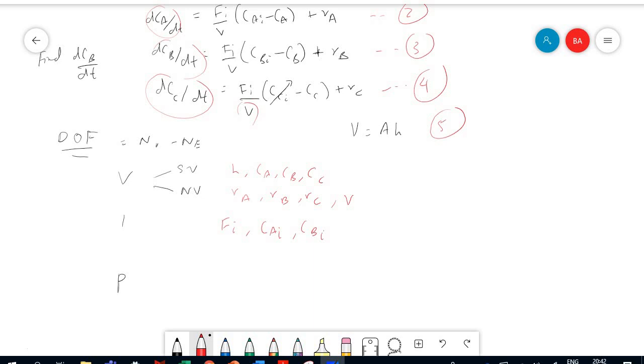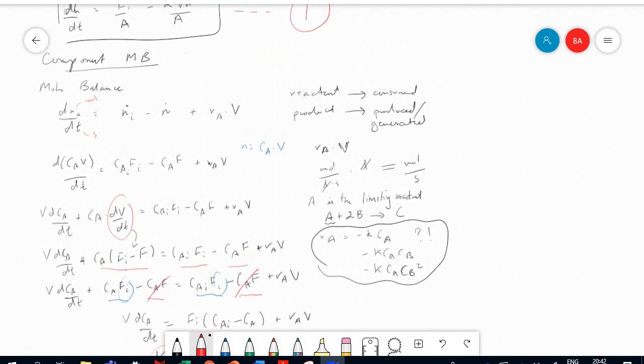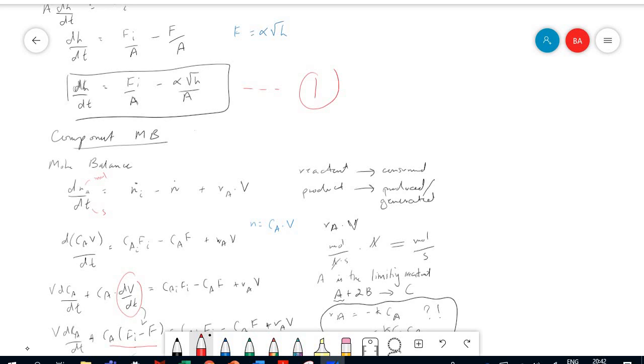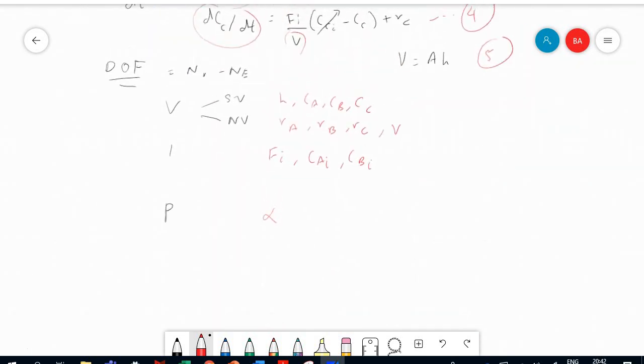What are the parameters? We have some constant values. If we can recall, we had alpha in that equation. So we have alpha and the area, because we forgot the area in our last lecture, so we do have area here.